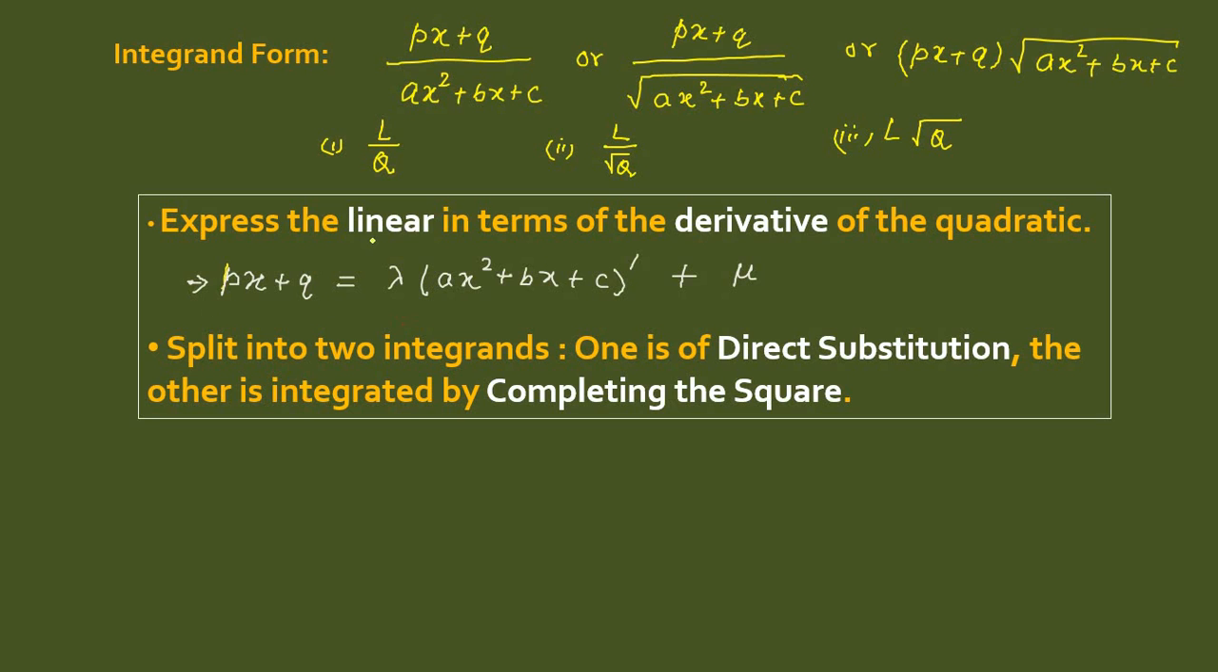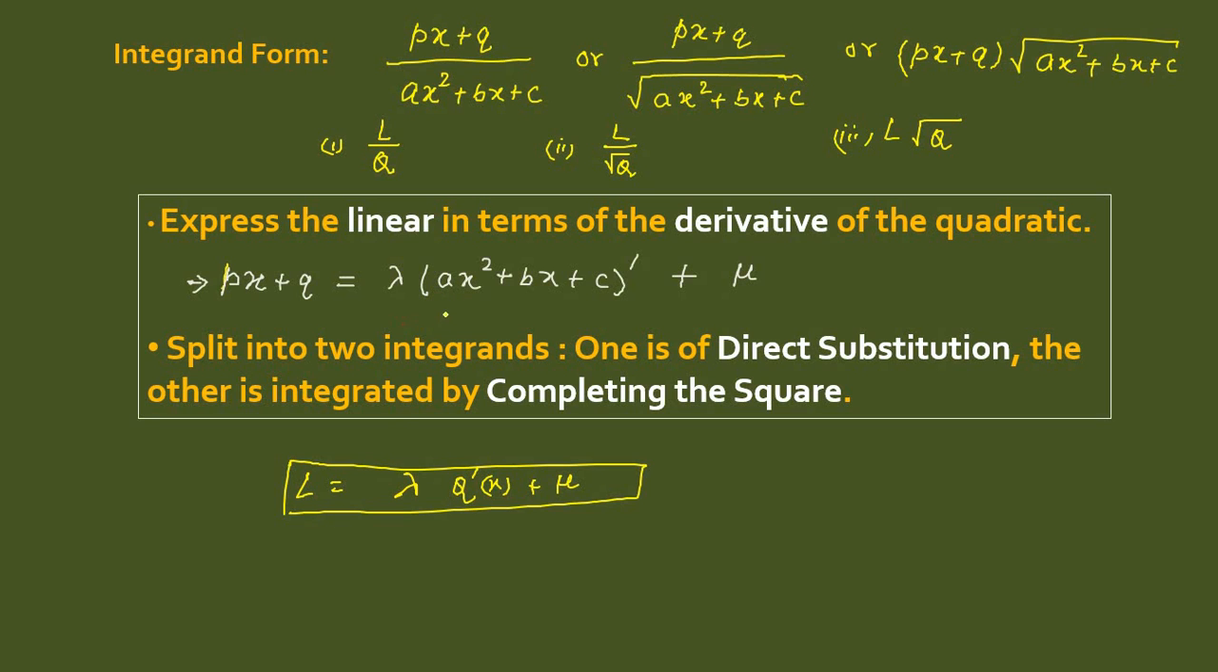The first one is we have to express the linear in terms of the derivative of the quadratic. It means we should write the linear as lambda times the derivative of the quadratic plus mu. This is the main idea. Lambda and mu are arbitrary constants, and we can compare the coefficients of x and x square on both sides, and then find the values of lambda and mu.